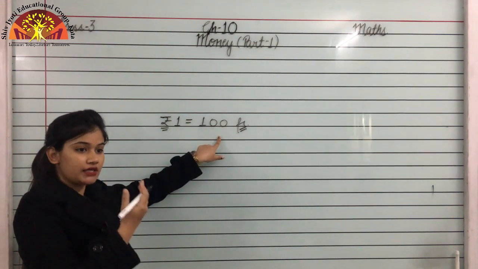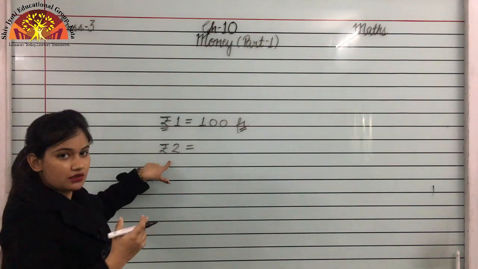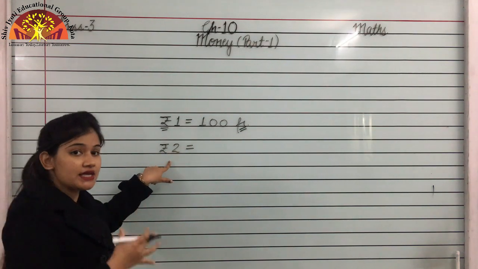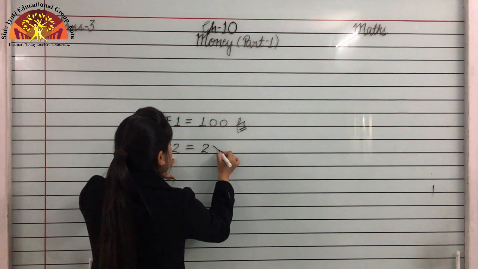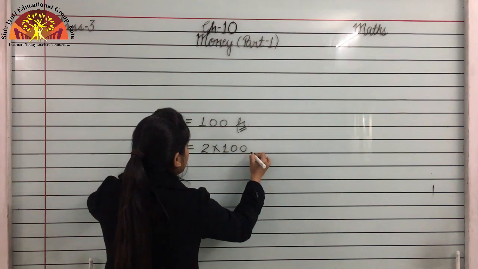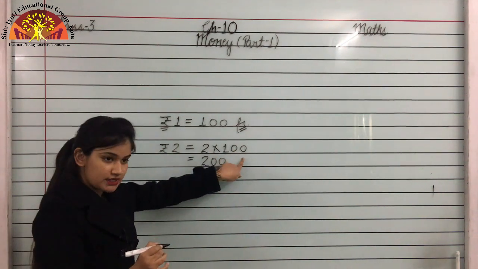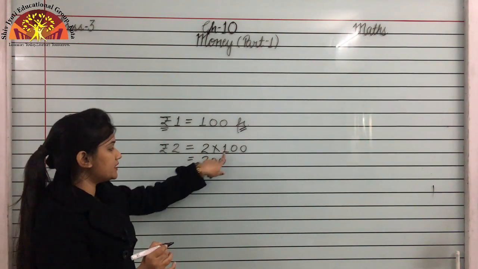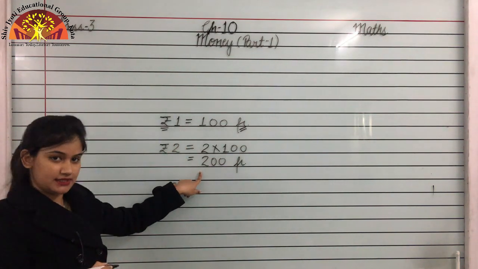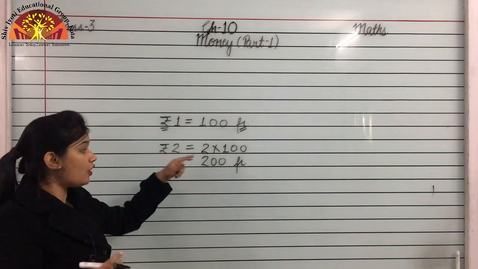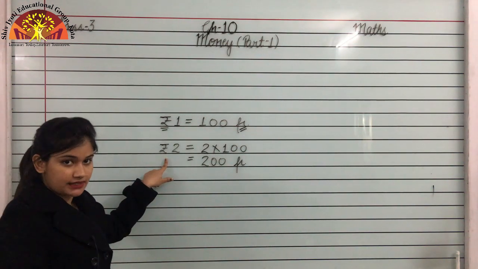So how can we find rupee 2 is equal to how many paisa? We have to find how many paise are there in 2 rupees. So how can we find this? Simply we have to multiply 2 by 100 and it will be 200. We will put 2 zeros and 2 ones are 2, so it will be 200 paise. Is it clear? In this way you can find how many paisa are there in 2 rupees, in 3 rupees, in 4 rupees, etc. Okay.